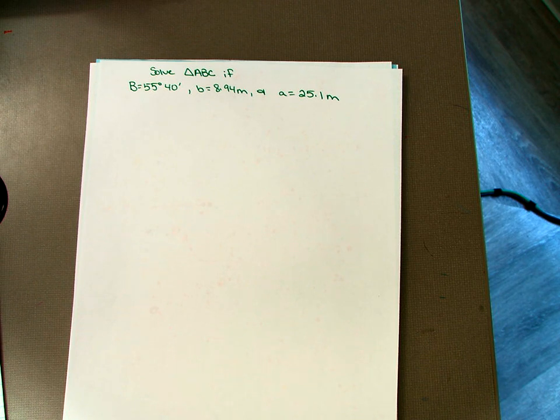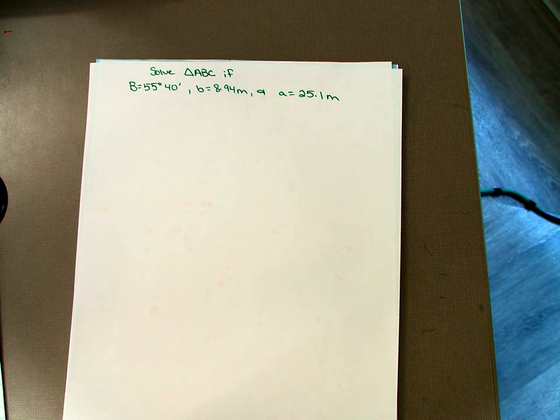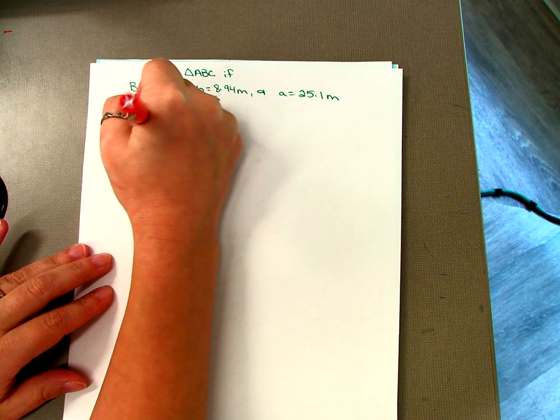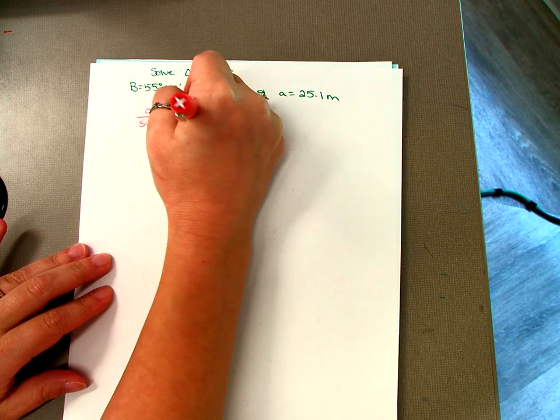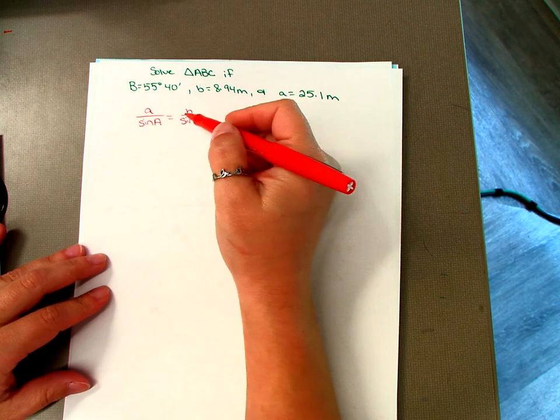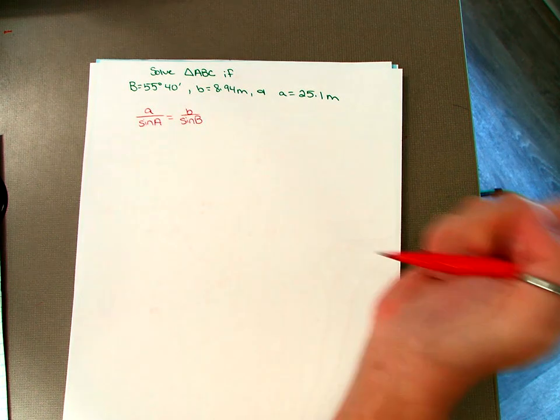So if we know side B and angle B and side A, what is the first thing that you think we can find next? Yeah, we can find angle A, because remember from our law of sines, we know that A over sine A equals B over sine B. And out of this proportion, we know 3 out of the 4 values. So yes, we can find angle A.